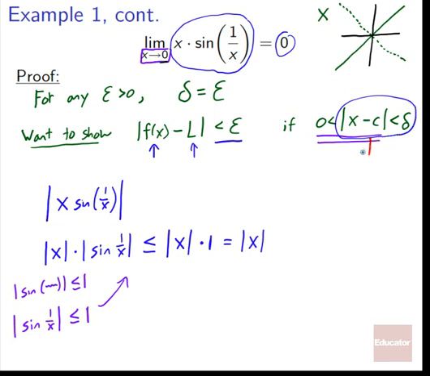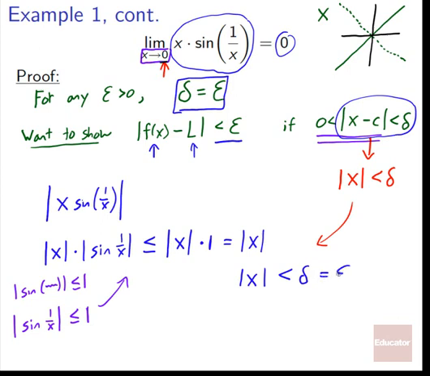Let's use yet another color here. So if the absolute value of x minus c, well, what's our c? Our c is equal to 0 in this case, because that's what we're going towards. So we have that the absolute value of x minus 0, well, we'll just leave it as the absolute value of x, has to be less than delta. So the absolute value of x is less than delta. We can now swap that in here. What did we set our delta to? We know delta is equal to epsilon because that's what we decided to make our method. So that's equal to epsilon.